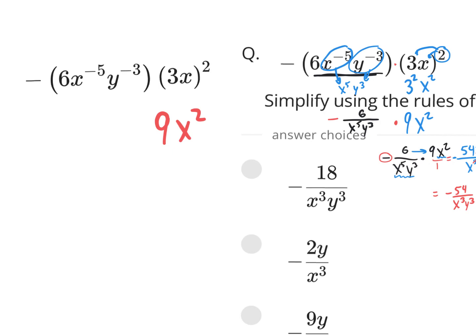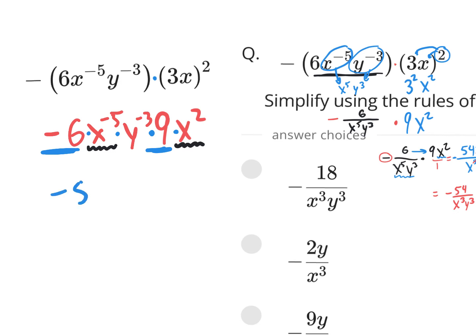So I'm just going to rewrite this thing together as minus 6, x to the minus 5, y to the minus 3. And there was multiplication there. There's still multiplication there. Not only that, between each of these terms, there's a multiplication. It's all pure multiplication, right? So when we look at this thing, I could actually multiply the x to the negative 5th with the x to the 2nd. I could also multiply the nice number negative 6 with the nice number 9. Let's start with that. Negative 6 times 9 is negative 54.